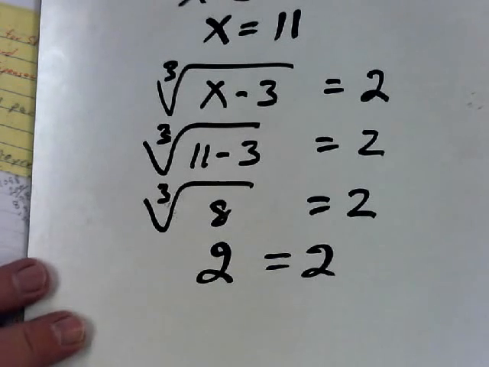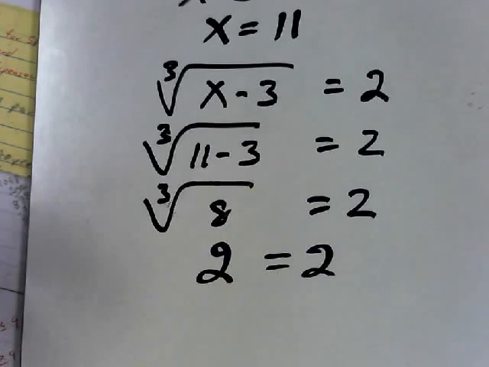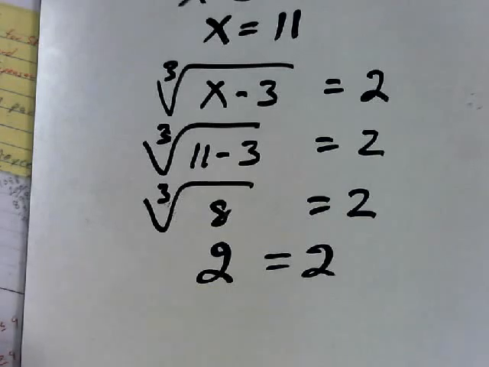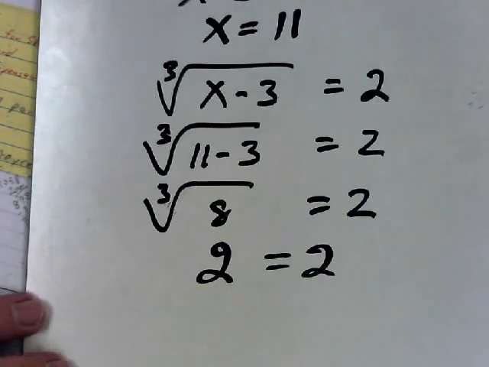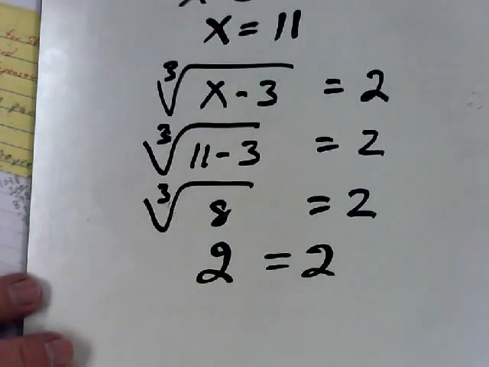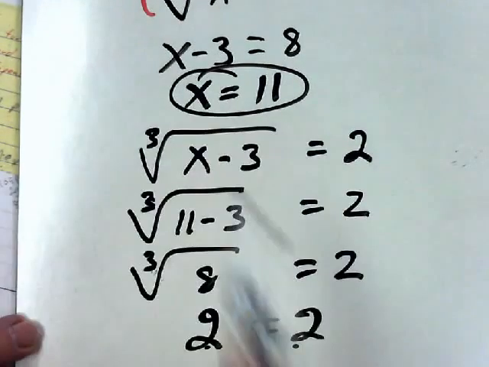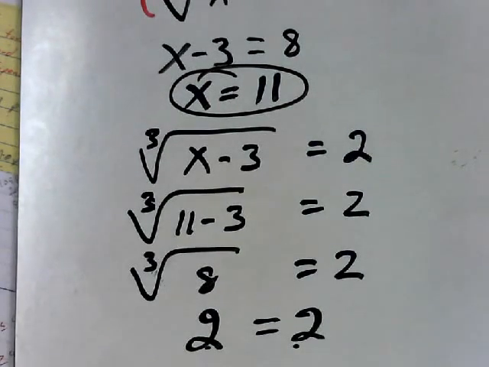Wait, why is it 2? Yeah, why is it 2? What's the cube root of 8? What times itself 3 times will give you 8? 2 times 2 is 4, times 2 is 8. So 2 is the cube root of 8. So I got 2 equal to 2, right? So x equals 11 would be my correct solution.